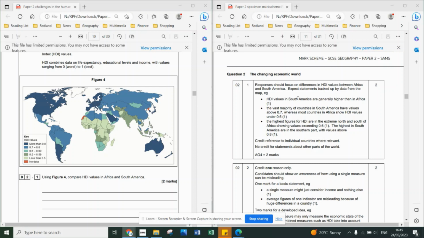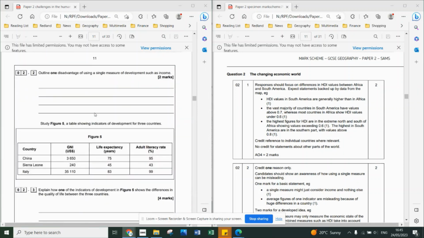So HDI values in South America are generally higher than in Africa. Okay, you have to compare. So you get 1 mark for that. Another one you can do, because once you've compared, you can use some data. So for instance, you can say the vast majority of countries in South America have an HDI value of 0.7 or more, whereas in Africa, most have an HDI of under 0.6, okay, with a few exceptions, obviously, like everywhere. North Africa doing better GNI wise, HDI wise, sorry.